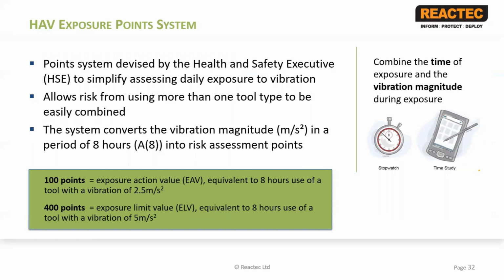The HSE have developed a point system to aid the process of quantifying exposure to hand-arm vibration. Exposure to hand-arm vibration is quantified by combining the time of the exposure and the vibration magnitude or energy experienced during the exposure. And what the point system does is it allows you to combine the risk of using multiple tools together in quite a simple way, because you can simply add the individual risk elements together.